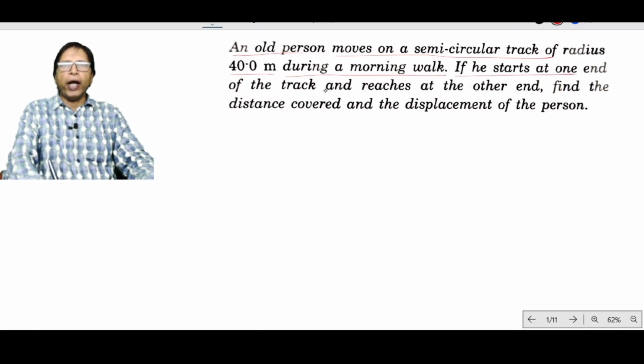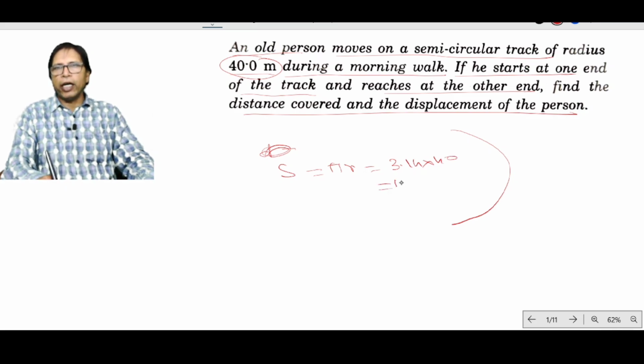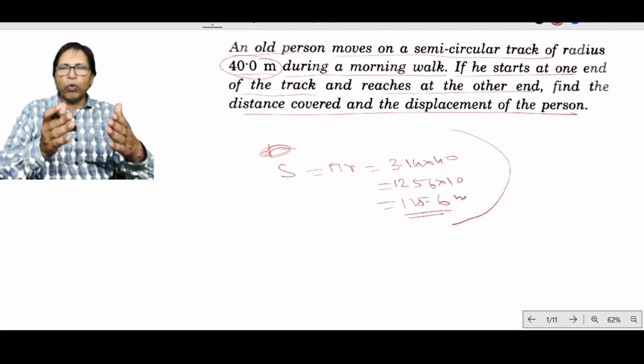If he starts at one end of the track and reaches the other end, find the distance covered and the displacement of the person. Look at this, here radius of the semicircular track is 40 meter. So the distance traveled S equals to the circumference by 2, that is pi r. So pi is 3.14 and r is 40. So this is 12.56 into 10, so this is 125.6 meter, the distance covered by the old person.